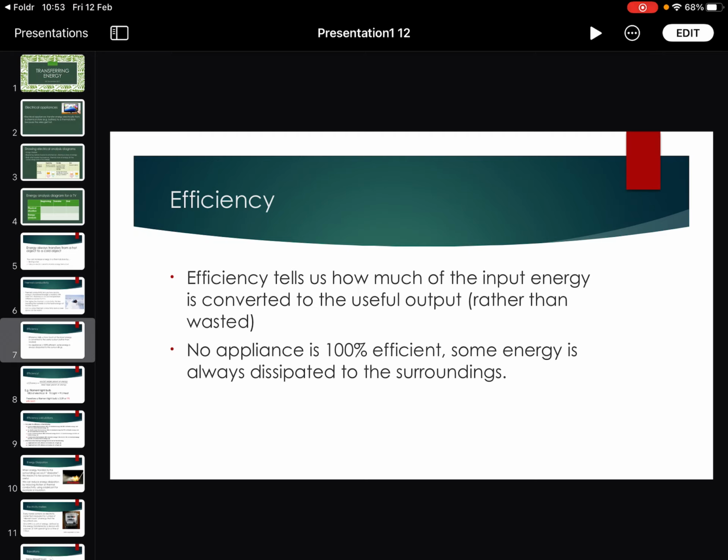Efficiency. Again, something that popped up in the board sheet last lesson, tells us how much of the input energy is converted to the useful output rather than wasted. No appliance is 100% efficient. Some energy is always dissipated to the surroundings. And again, we'll go into dissipation later on today.